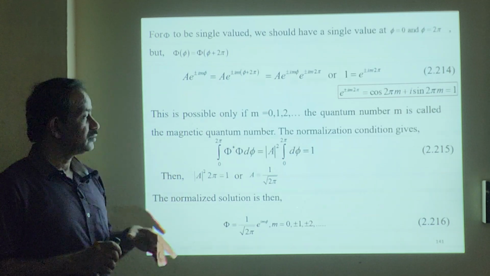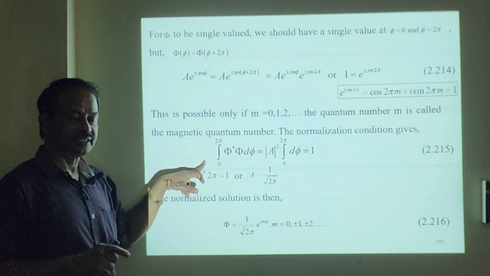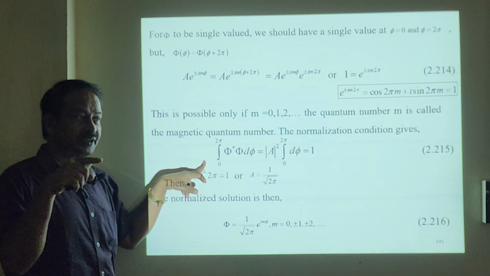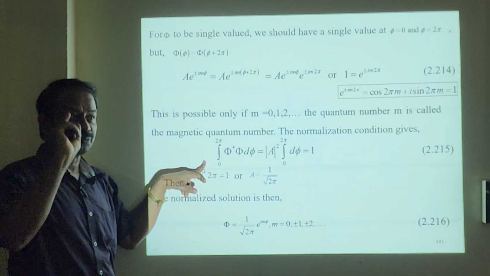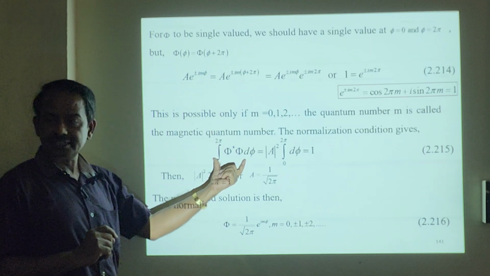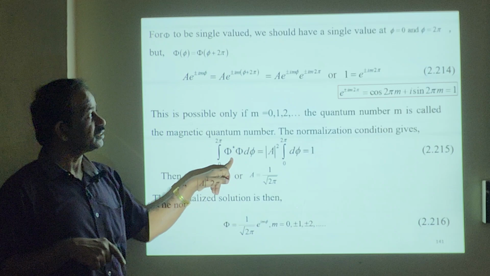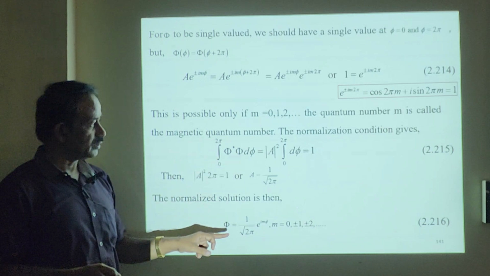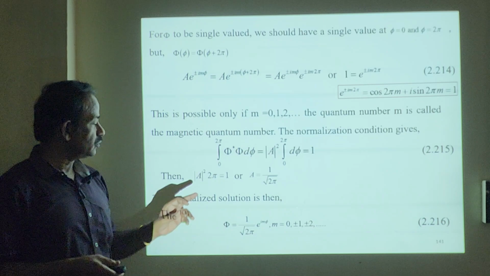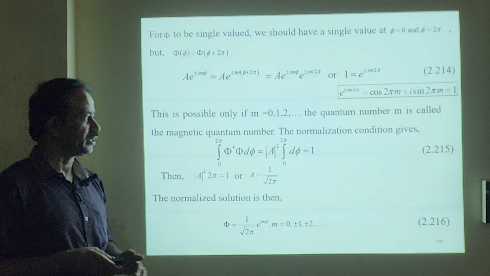Is it okay? So now the normalization condition. Of course we know the normalization condition goes from minus infinity to plus infinity, but here the limit for phi will be 0 to 2 pi. So that's why we write 0 to 2 pi. The normalization condition we know already, which is equal to 1. So you take the square of the wave function, that will give you this, equal to 1. So mod a square 2 pi equal to 1. So a will be 1 by 2 pi.